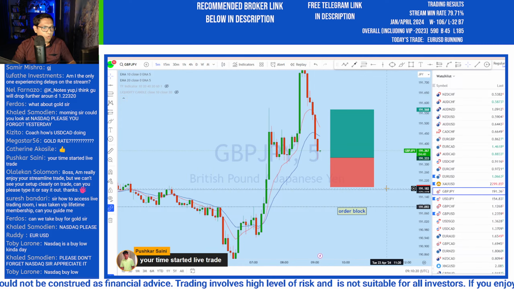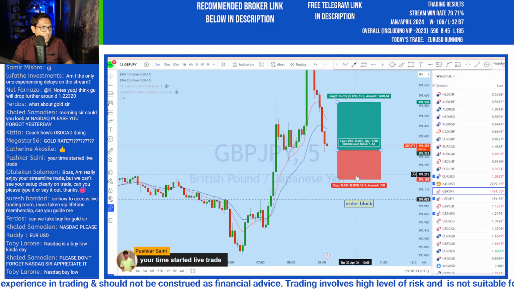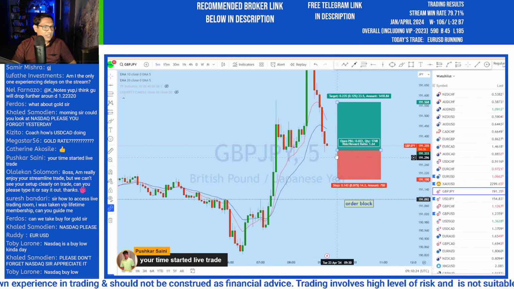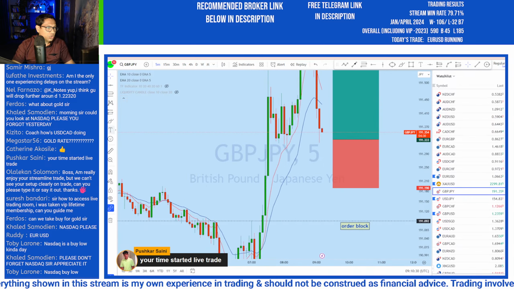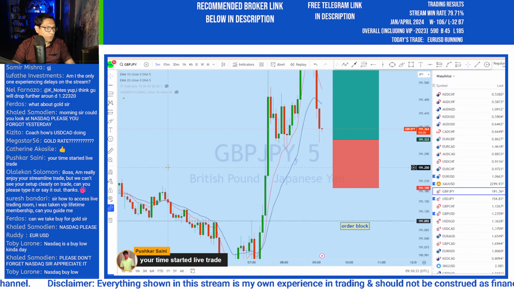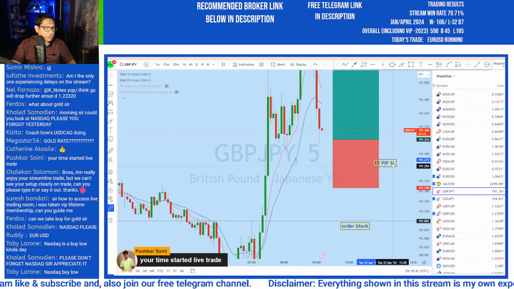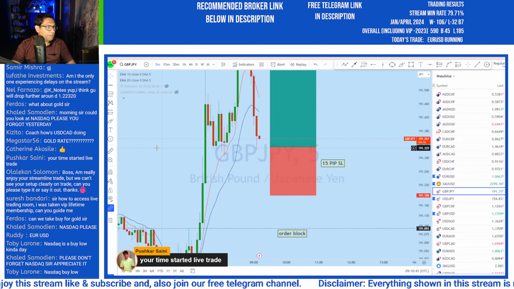As soon as I opened, we have opened another trade, expecting GJ, even after breaking that support, to have a potential bounce here. Make sure, traders, that you do proper risk management, around a 15 pip stop loss. So around a 15 pip stop loss here, bullish trade. So we are buying GJ.